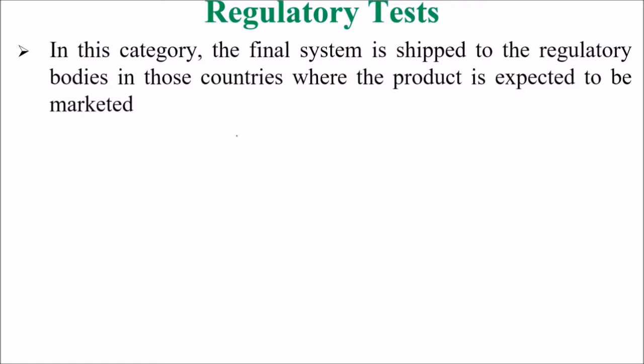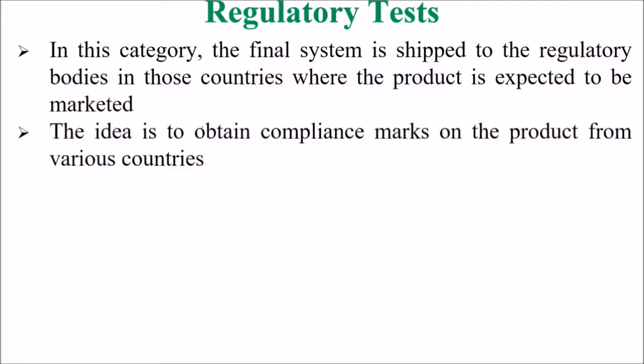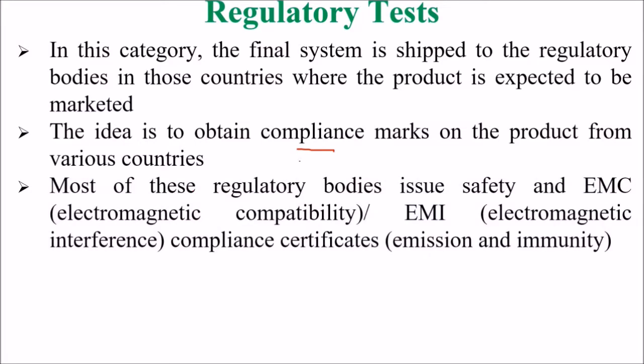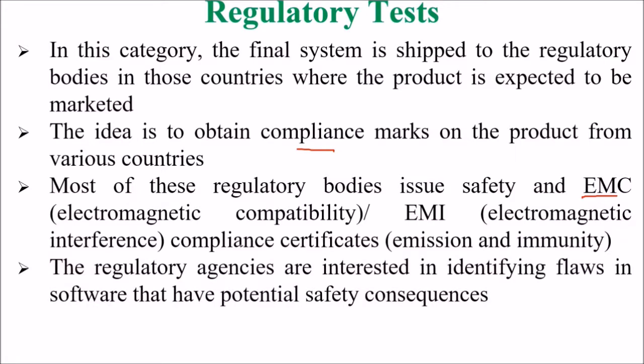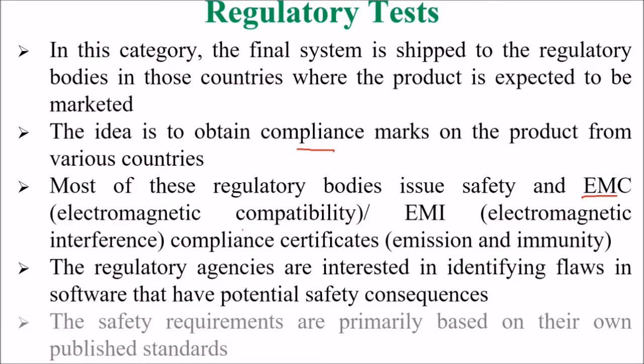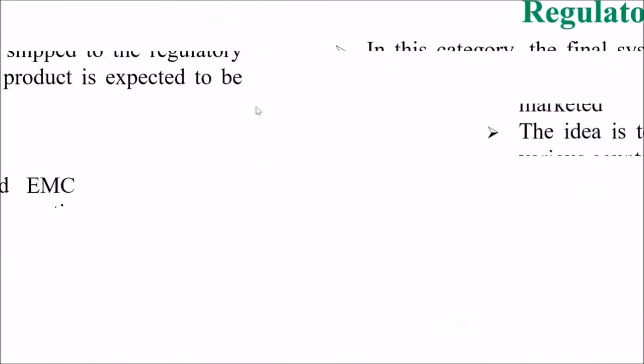Regulatory test. In this category, the final system is shipped to the regulatory bodies in those countries where the product is expected to be marketed. The idea is to obtain the compliance marks on the product from various countries. Most of these regulatory bodies issue safety and EMI/EMC, that is electromagnetic compatibility and electromagnetic interference, compliance certificates, emission and immunity. So the regulatory agencies are interested in identifying flaws in software that have potential safety consequences, and these safety requirements are primarily based on their own published standards.